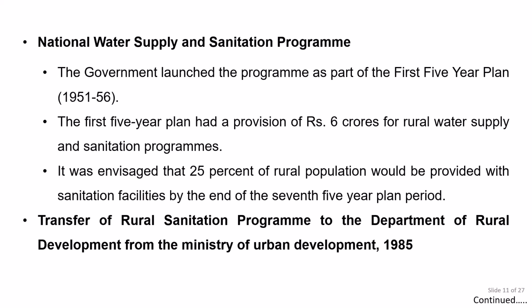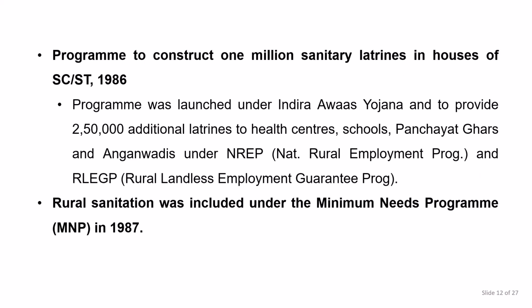Fourth is the transfer of the Rural Sanitation Program to the Department of Rural Development from the Ministry of Urban Development in 1985. Fifth is a program to construct 1 million sanitary latrines in houses of SCs and STs. In 1986, the program was launched under Indira Awas Yojana, and to provide 250,000 additional latrines to health centers, schools, panchayat ghars and Anganwadis under the National Rural Employment Program and Rural Landless Employment Guarantee Program. After this, rural sanitation was included under the Minimum Needs Program, MNP, in 1987.